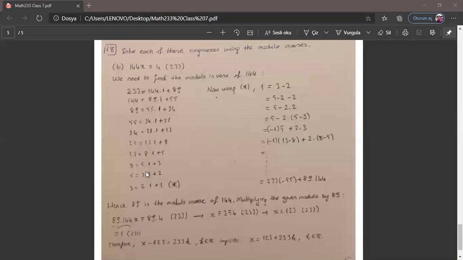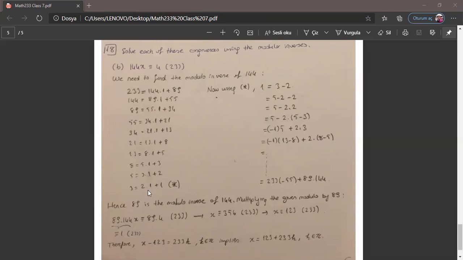Now for this one, as in the question, we need the inverse of this number, 144. First we find its inverse. Then we will multiply this congruence by its inverse and easily get the number x. To find the inverse, we will use the Euclidean algorithm first. Then we will write a linear combination of them which is equal to 1.